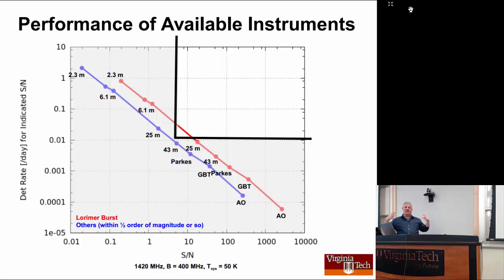AO is Arecibo, the biggest filled aperture in the world. Turns out we clipped the corner for dishes that are somewhere between 20 and 40 meters wide, which says if you want to do this right, you should use dishes or instruments with apertures on the order of 20 to 40 meters, because they give you about the right trade-off between event rate and signal-to-noise ratio to be competitive.